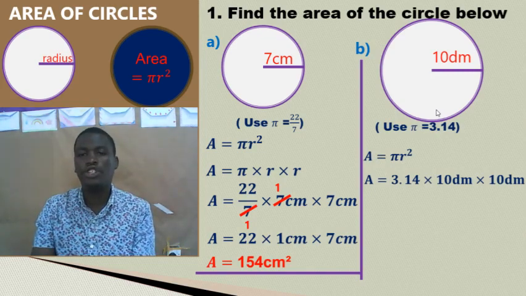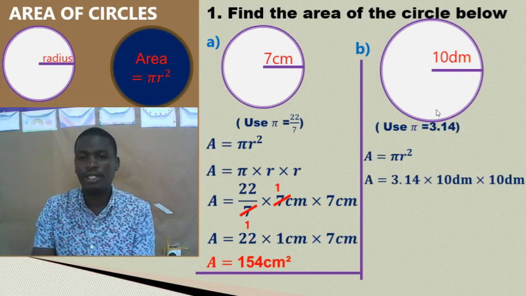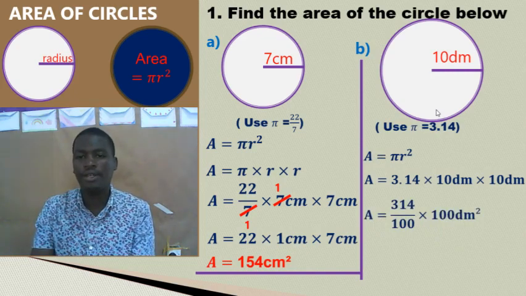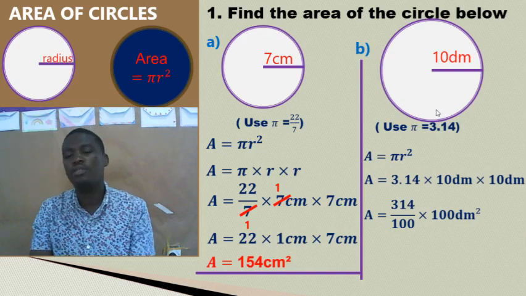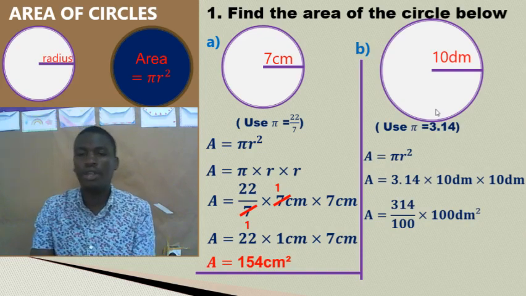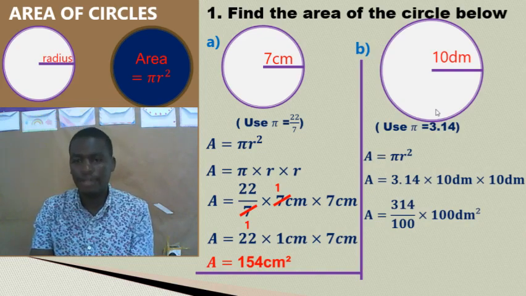We need to change the number 3.14 to a common fraction. So what are we going to have there? We shall say 314 out of 100, because we have two decimal places. So 10 times 10 is 100. Then decimeters times decimeters is square decimeters.